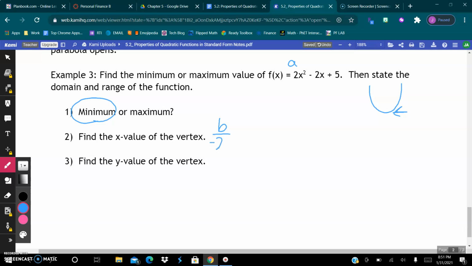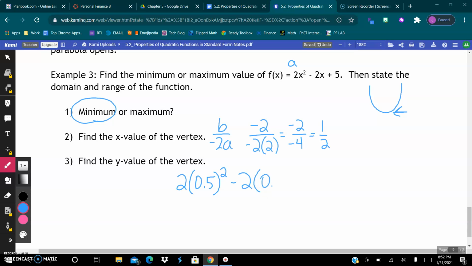And then we have to find the x value of our vertex, so we have to do the negative b over 2a. B in this case is negative 2, and a is positive 2. So when I simplify this, I'm going to have negative 2 over negative 4, which reduces to 1/2, positive 1/2. And then find the y value for this vertex. We are going to plug in 1/2. So I'm going to put 0.5 here.